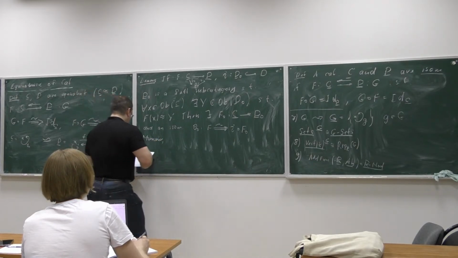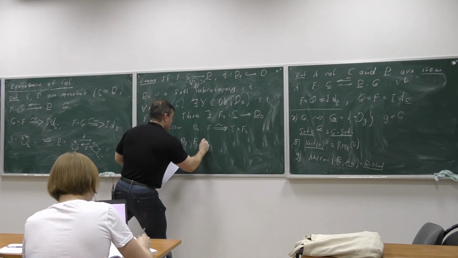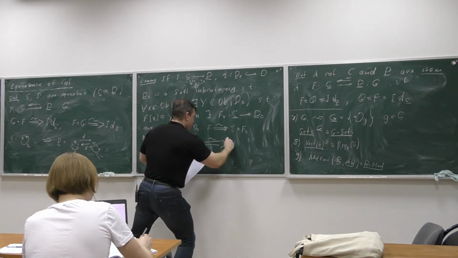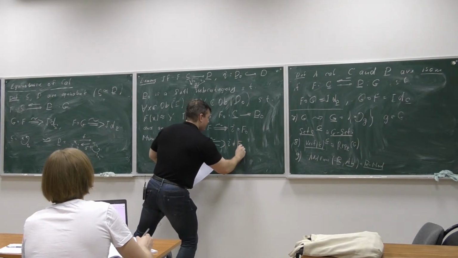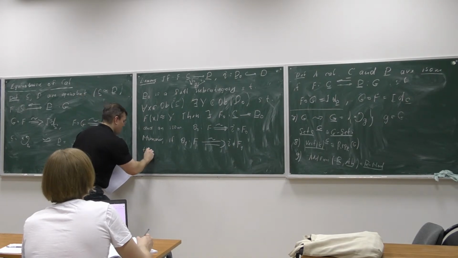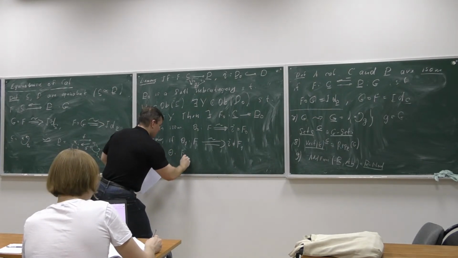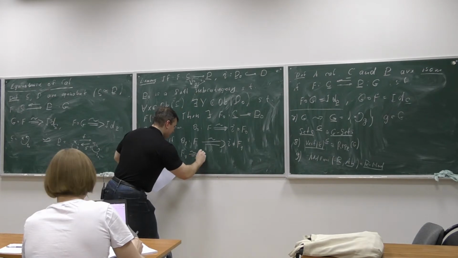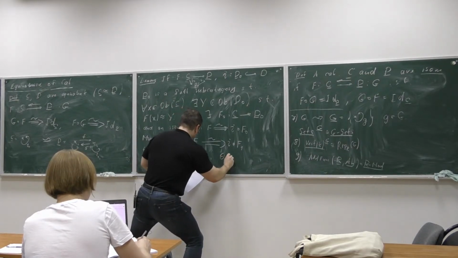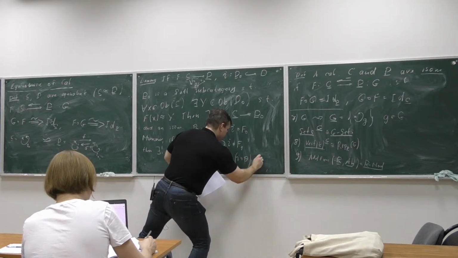Moreover, if we have theta 1, another isomorphism from f to the composition of iota and some other functor f1, then there is a unique isomorphism theta of the two functors f1 and f0 such that theta 0 is the composition of iota composed with theta and then composition with theta 1.